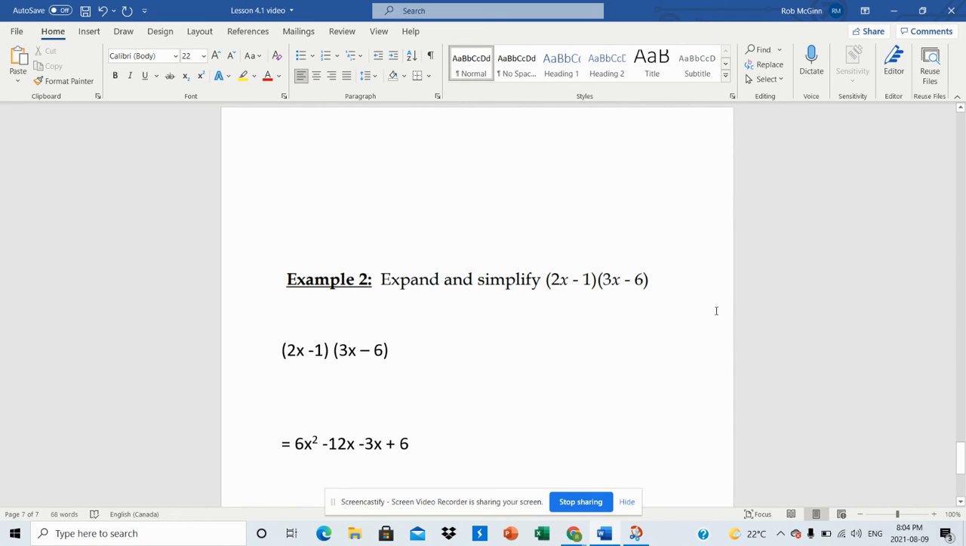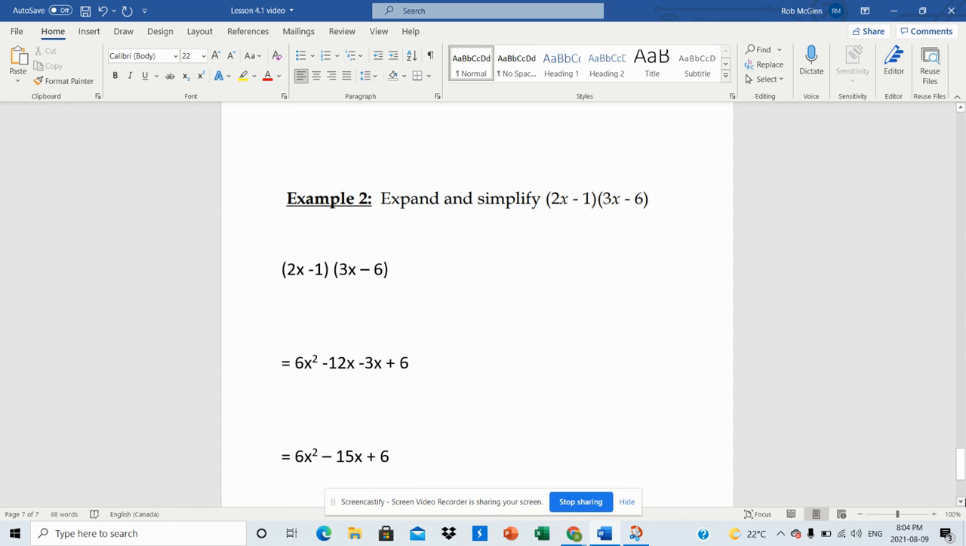Last step here, let's collect those like terms. The minus 12x, minus 3x. Our variables have the same power here, both ones. So we can add those two together. Minus 12x minus 3x is going to give us minus 15x. So our simplified equation is 6x squared minus 15x plus 6.